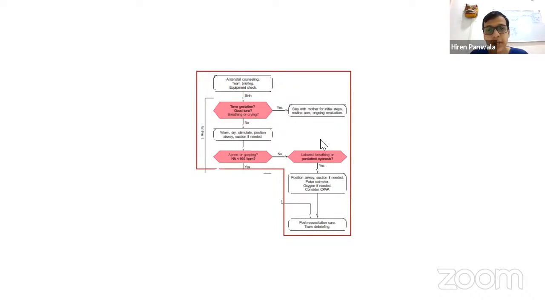Once the baby is born, now, those were the four pre-birth questions we asked the obstetrician. Now, these are the questions you use to do a rapid evaluation of the baby. Is the baby term? Yes or no? And what is a term baby? Any baby born after 37 completed weeks of gestation is a term baby.